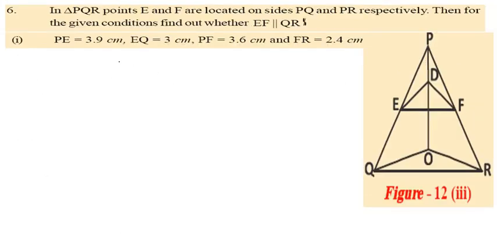Now come to this question. In this figure, E and F are located on sides PQ and PR respectively. Then for the given conditions, find out whether EF is parallel to QR. EF parallel to QR. Yes, let us start here. If PE is equal to 3.9 and EQ is equal to 3, and so on. So let us start the first part.